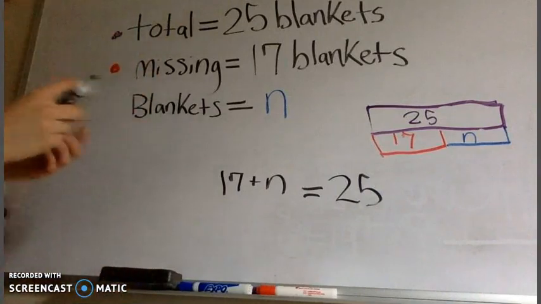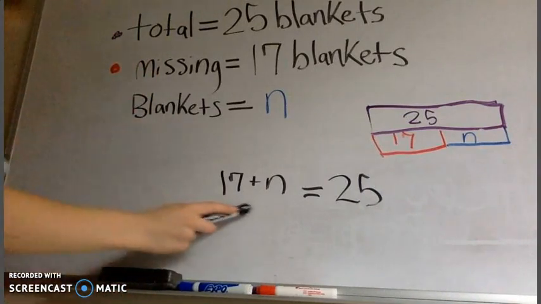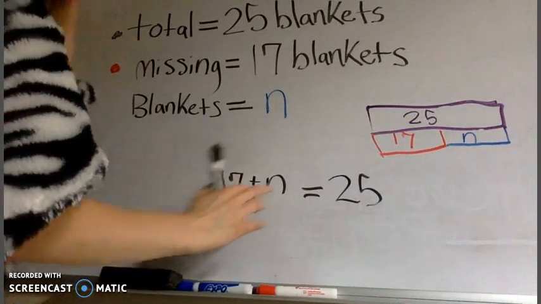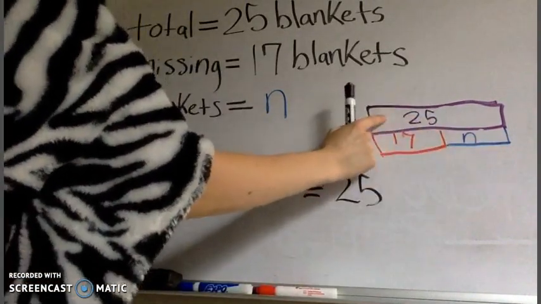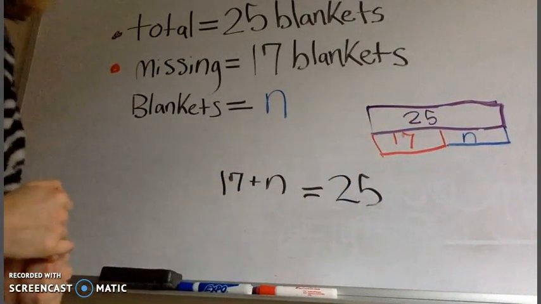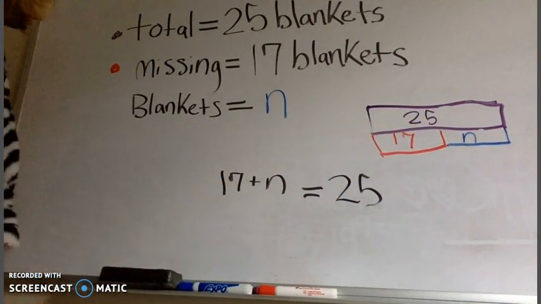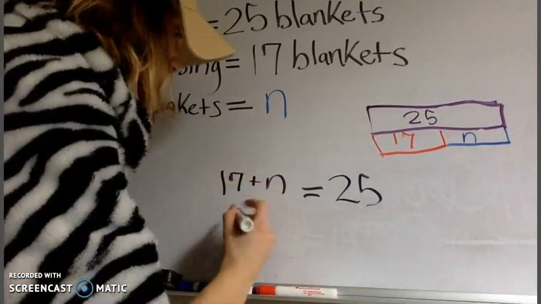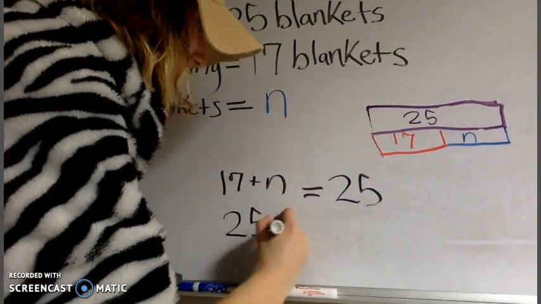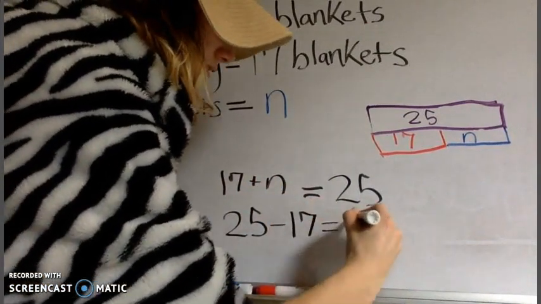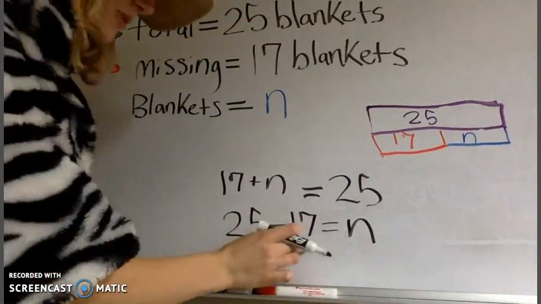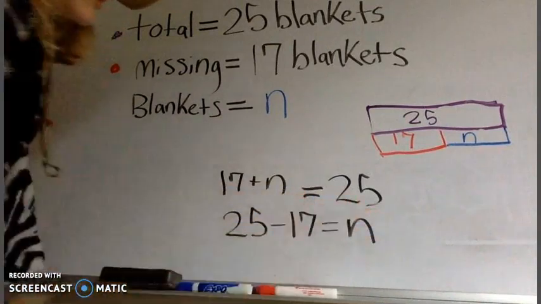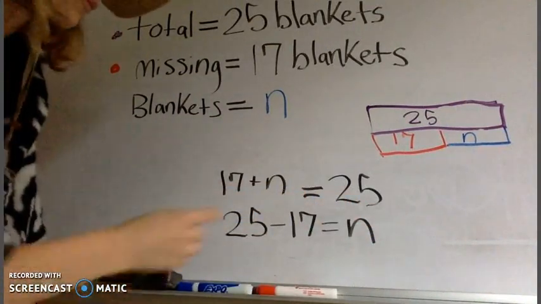Okay, now I just wrote this as an equation using addition. We know this part plus this part equals a whole. But some of you might have thought, hey, we started with 25 and 17 went missing, so that means subtract, right? Well, we could try that. 25 minus 17 equals N. For some of you thinking that might be the way we set it up, guess what? Either way is fine. We can either use addition or subtraction like this.